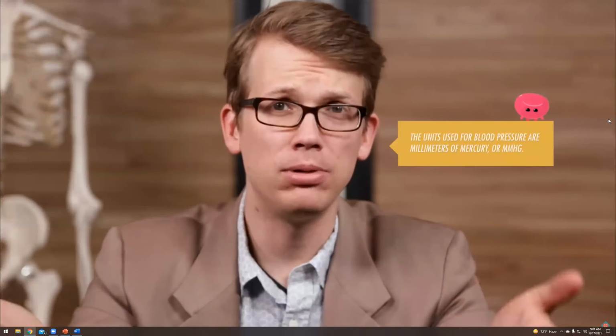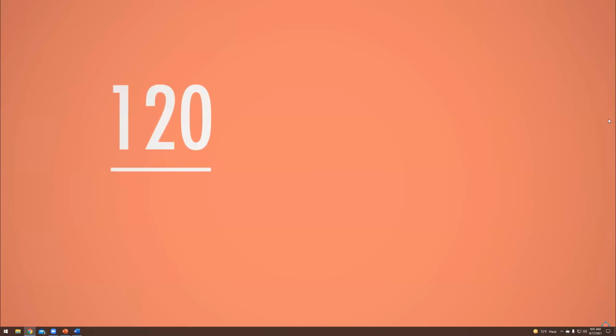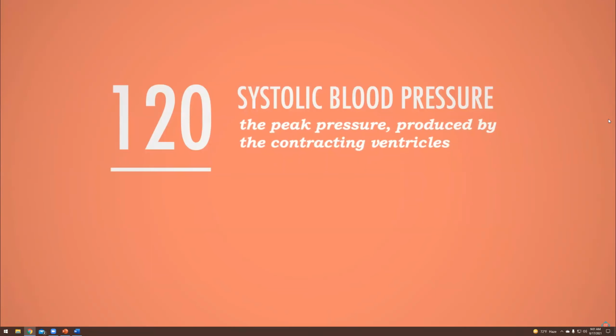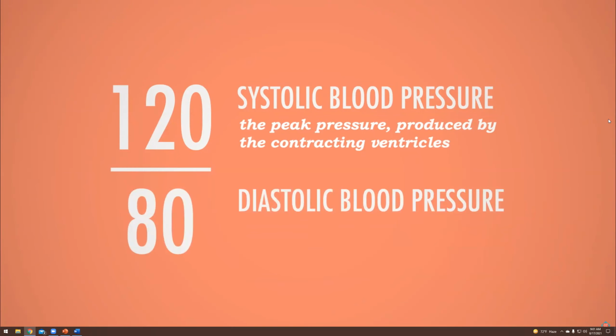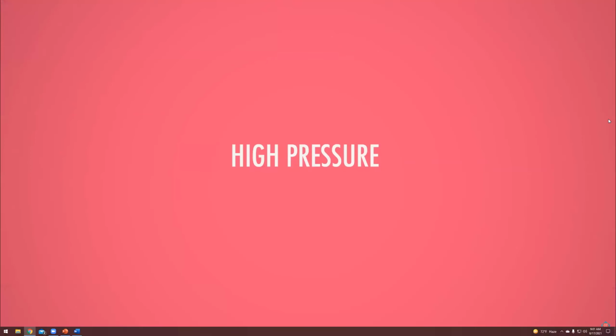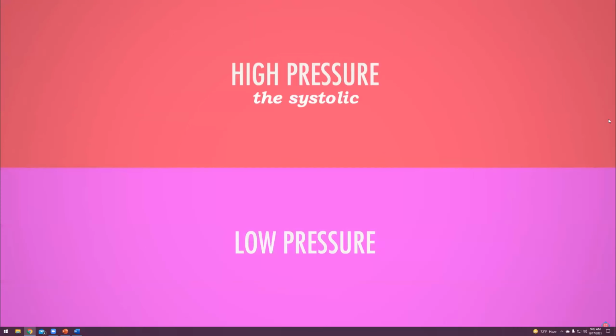the valves. So you know when you get your blood pressure measured and the nurse gives you two numbers, like 120/80. The first number is your systolic blood pressure, essentially the peak pressure produced by the contracting ventricles that push blood out to all your tissues. The second reading is your diastolic blood pressure, which is the pressure in your arteries when the ventricles are relaxed. These two numbers give your nurse a sense of how your arteries and ventricles are doing when they're experiencing both high pressure, the systolic, and low pressure, the diastolic.